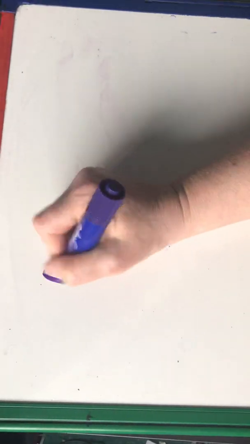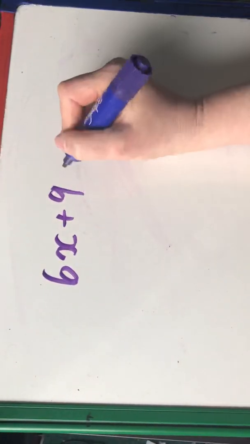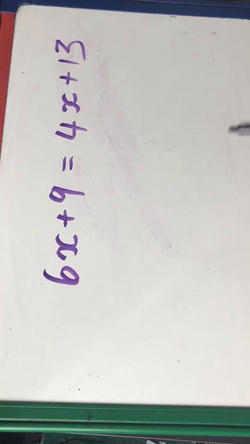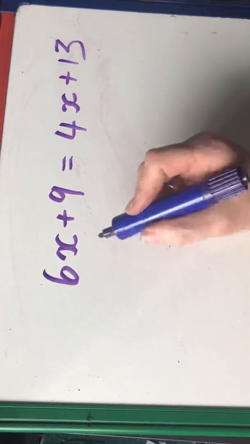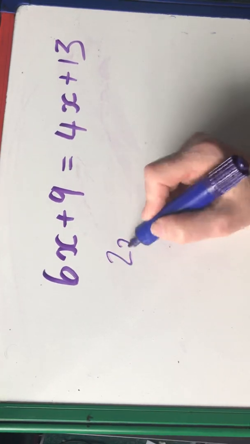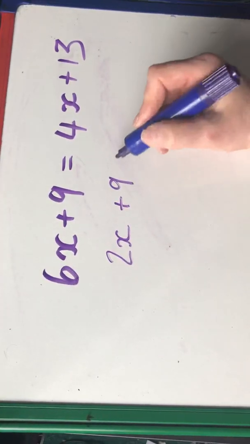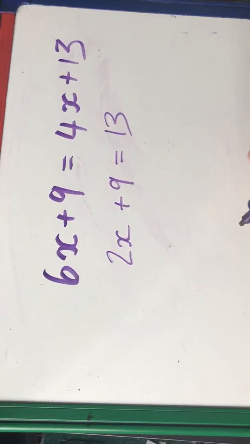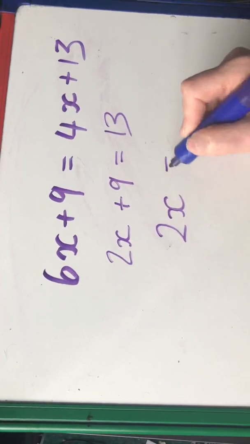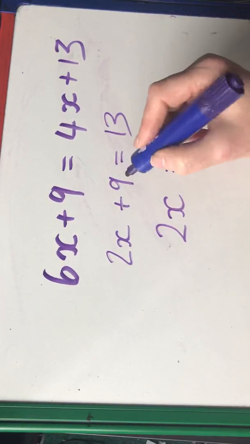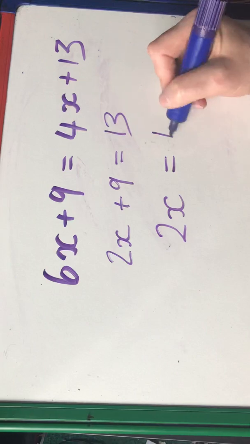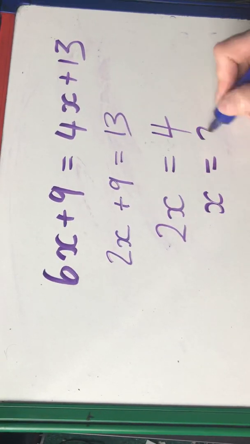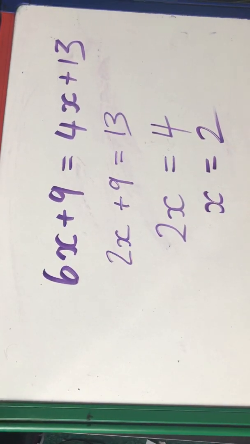Okay, number 2 is 6x plus 9 is equal to 4x plus 13. Smallest number of x is 4, so I'm going to take away 4x from both sides. 6x take away 4x is 2x, plus 9 equals, 4x take away 4x is 0, 13. So 2x is equal to 13 subtract 9, which is 4. 2 times something, so the inverse of times 2 is divide 2. x equals 2.